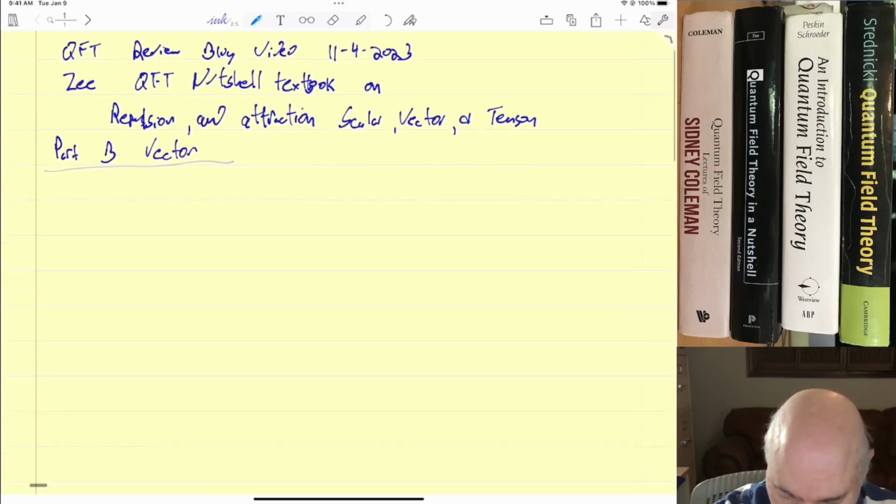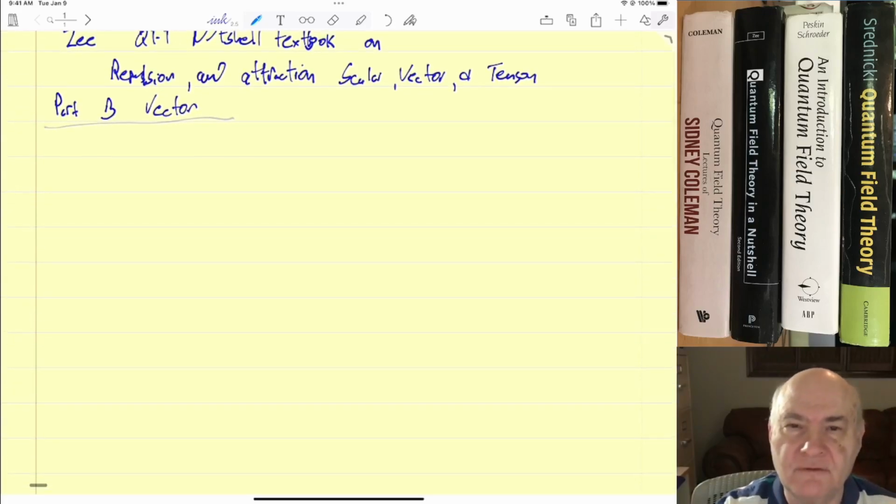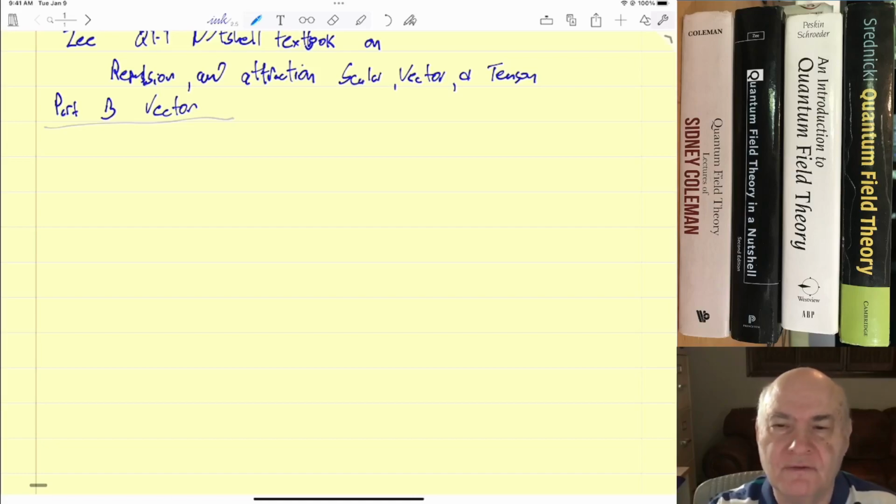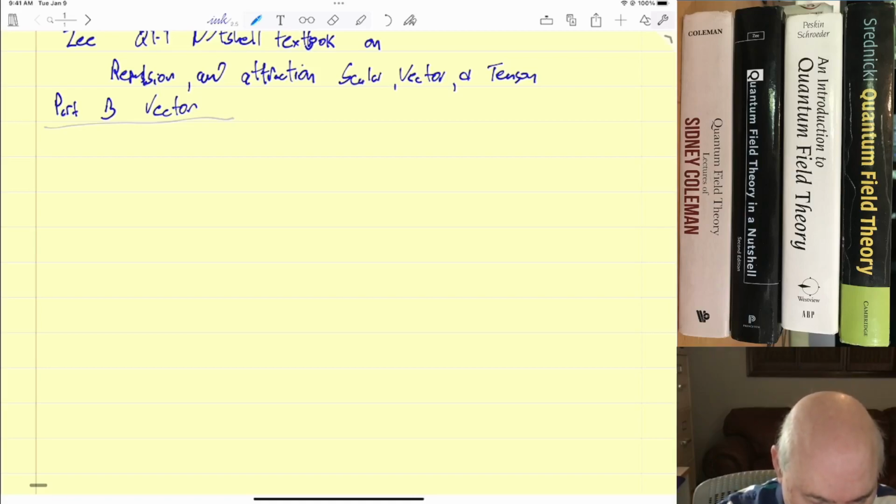So basically in this part we'll be doing electromagnetism, but we're going to do it with a massive photon, so we don't have to worry about all these technical issues of gauge invariance and everything. We'll take the mass to 0 at the very end.